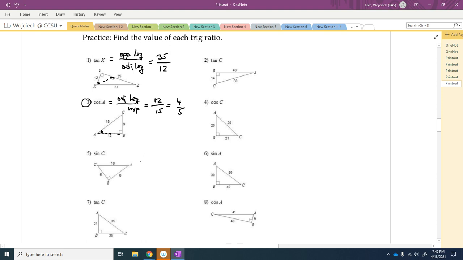Question 5. Sine. Okay, let's review the definition. Sine is opposite leg over hypotenuse. Okay, so if I'm sitting over here, the opposite leg is 8. Hypotenuse, it's always the longest side, and it's always across from the right angle. So that will be over 10. And if you simplify this, it will be again 4/5.